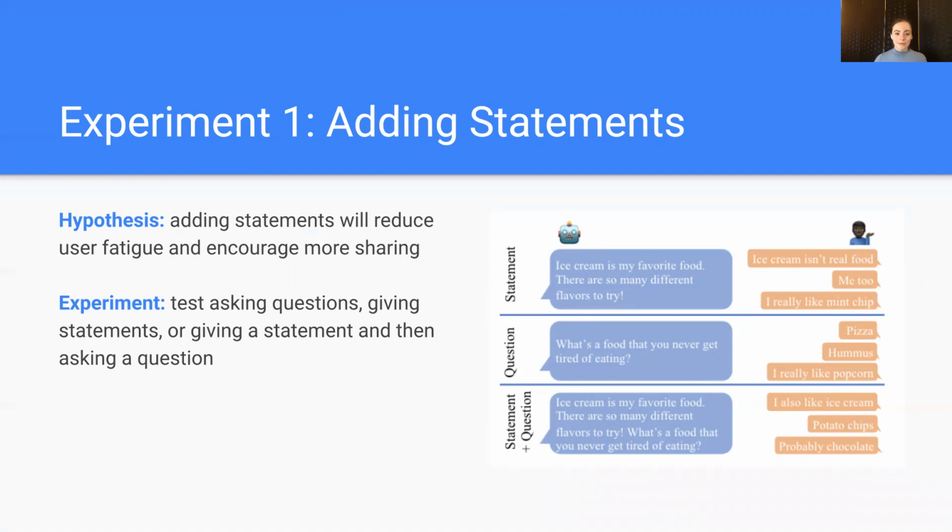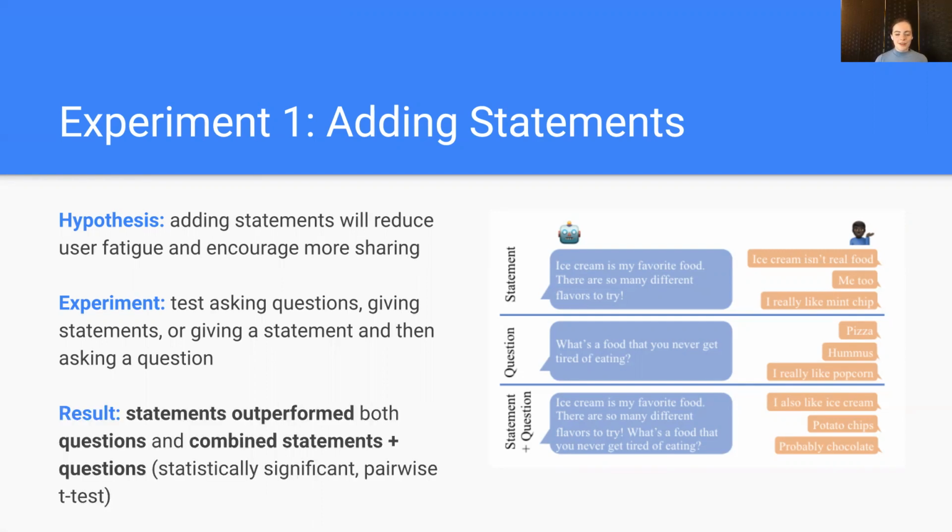Since these responses were written by hand, the statements and questions could be paired cohesively. We found that statements alone outperformed both questions and combined statements and questions. This result was statistically significant using a pairwise t-test. The representative examples in the image illustrate the behavior we observed. When a question was asked, users tended to give straightforward answers independent of whether or not that question was preceded by a statement. However, when a statement was given alone, users shared diverse responses.